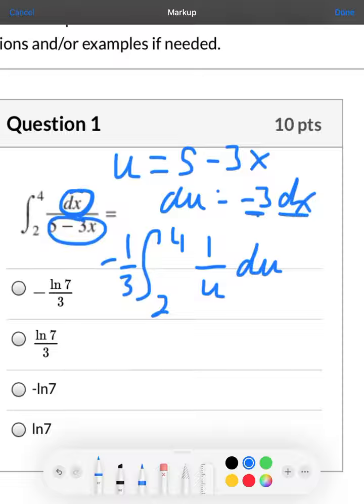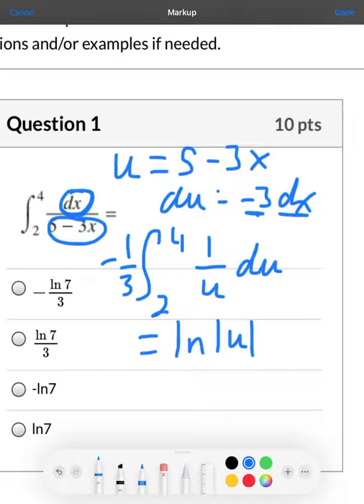So when you integrate 1 over u, you get ln x, right? Well, there's another little thing that we have to be aware of. It's actually ln absolute value x, because the natural log or log of a negative number does not exist. So we want ln absolute value x as the integral of 1 over x. But since we're dealing with u here, 1 over u, the integral would be ln absolute value of u.